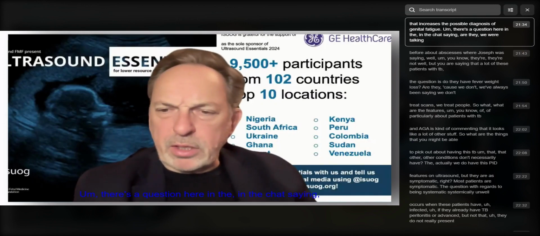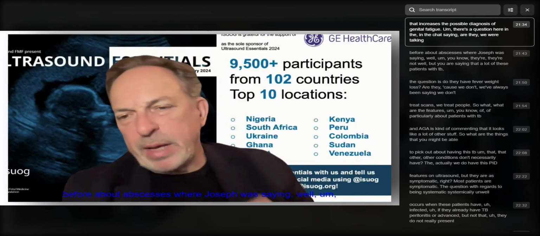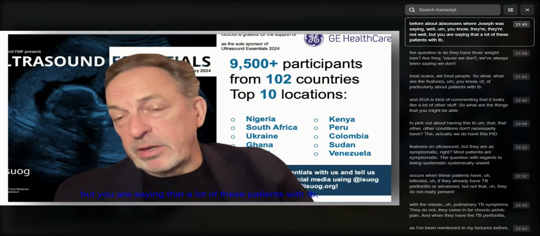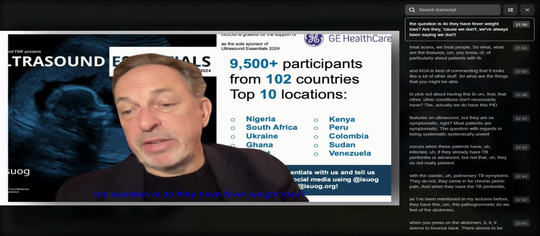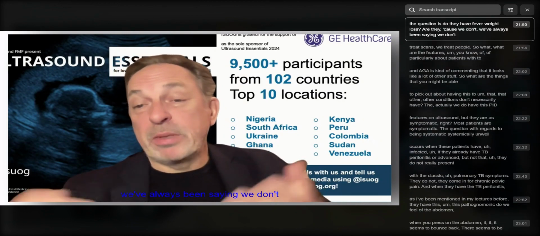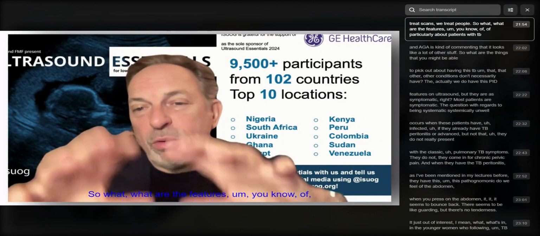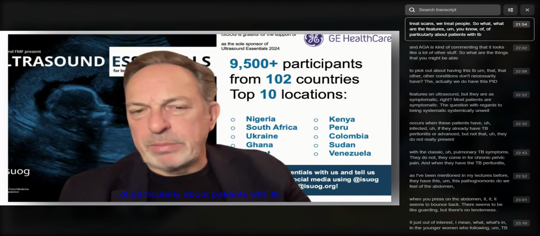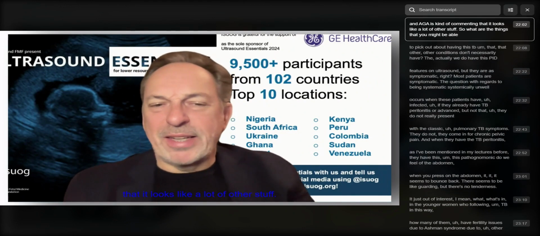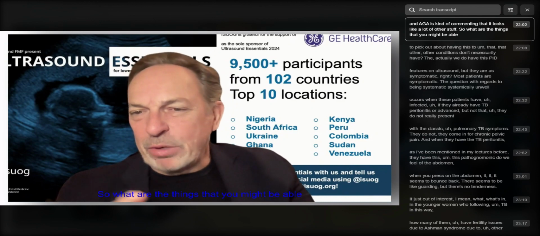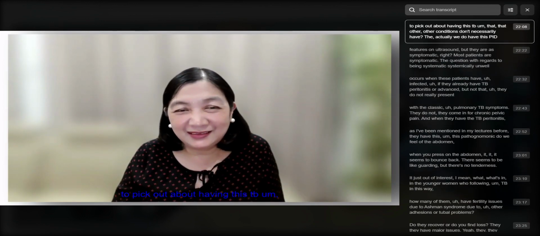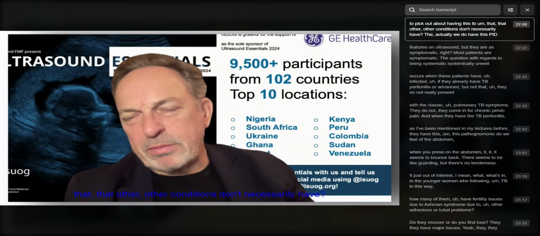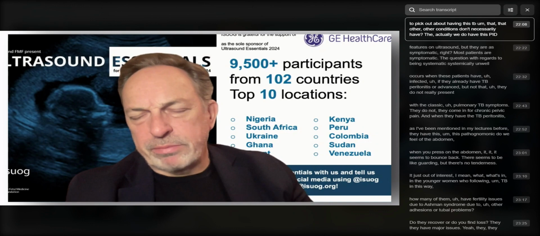There's a question here in the chat. We were talking before about abscesses, and you're saying that a lot of these patients with TB, do they have fever, weight loss? Because we've always been saying we don't treat scans, we treat people. So what are the features, particularly about patients with TB? Aiga was commenting that it looks like a lot of other stuff. So what are the key things you might pick out about TB that other conditions don't necessarily have?